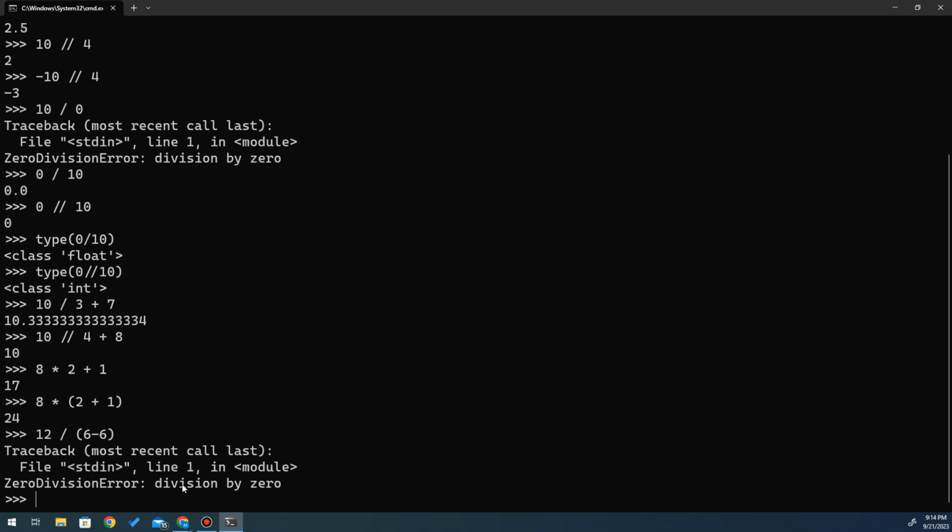And here you see division by 0: 6 minus 6 is 0, and then 12 divided by 0 is an error. And this is the conclusion of our small training on basic expressions in Python.